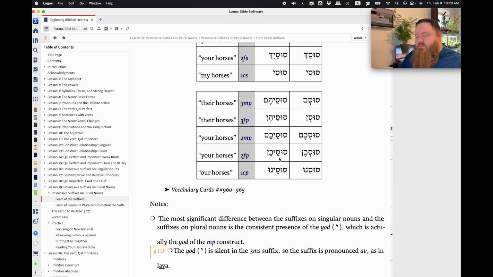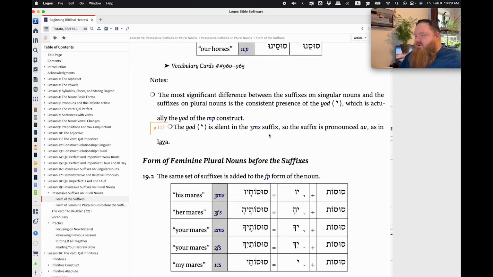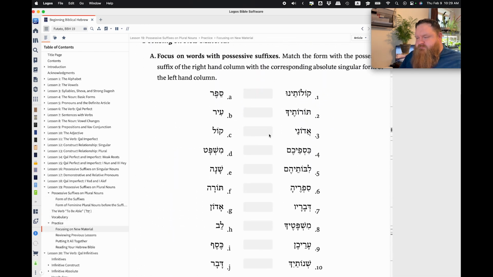The 2MP and 2FP are pretty much identical. Kaf segel mem and kaf segel noon. The only difference between group 1 and group 2 is that group 2, which goes on plural nouns, is going to have that yod in there. And then finally, 1CP is going to be a noon shurik. All right, and again, the group 2 that goes on plural nouns will have a yod before the noon shurik, but that should keep you pretty straight there. If you can just focus in on those common features that both groups of suffixes will have in each person-gender combination, you should be able to keep them relatively simplified in your head. All right, so let's go over and look at these exercises now.